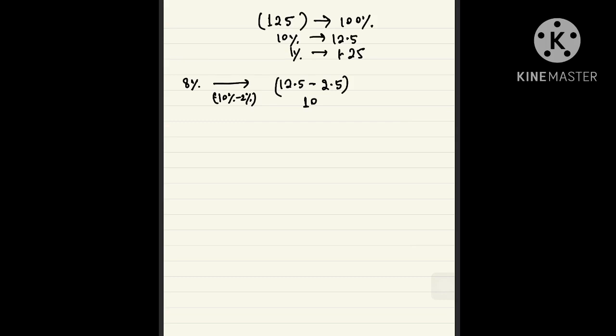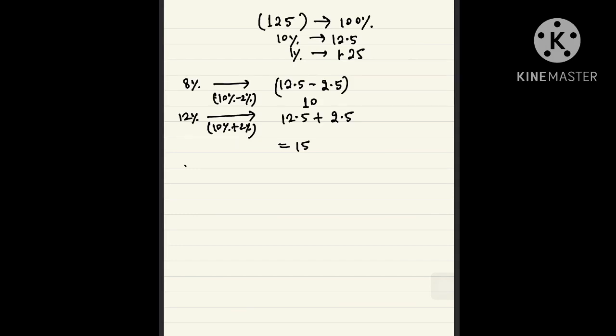Okay. If I say 12%, so what does it mean? 12% means 10% plus 2%. You don't have to go by 12 by 100 multiplied by 125. No, you have to solve it by this method. Okay, so 10% is 12.5, 2% is 2.5. So it will give 15. Okay.